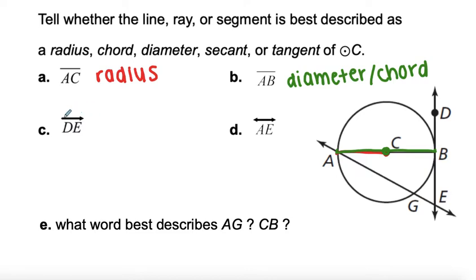Okay, now DE, this is a ray, because this is an endpoint, the line. So that's looking at this. And so now I'm seeing how many times it intersects the circle. And so I see it only intersects at 1 point. So that means that this one's going to be tangent.